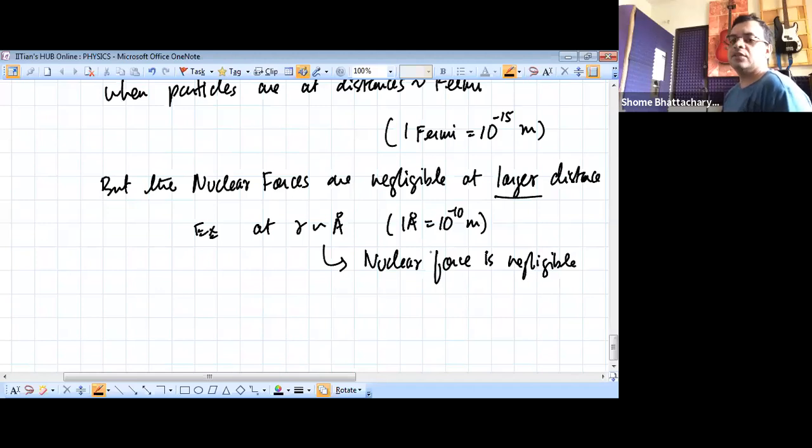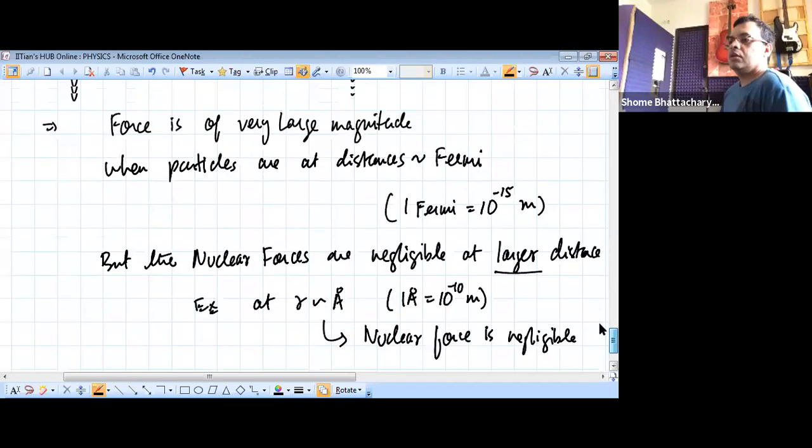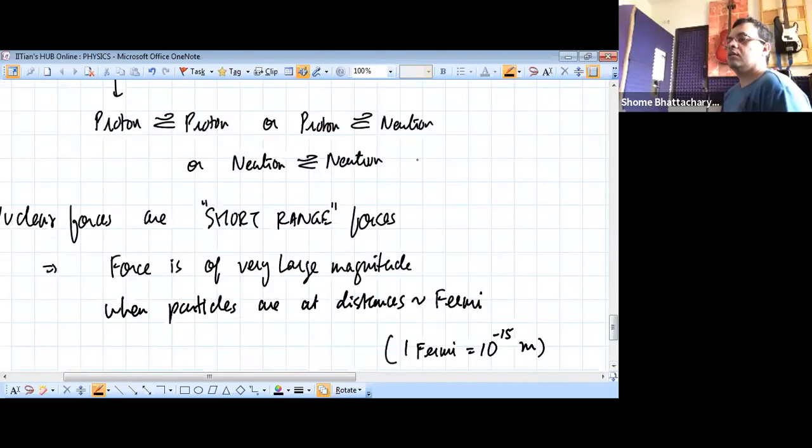Now what is the significance of Fermi and Angstrom? The significance of Fermi is that nuclear diameter or size of the nucleus is of the order of Fermi, whereas atomic diameter or atomic size is of the order of Angstroms. So yes, another important thing is that nuclear force is independent of charge, does not depend on charge.